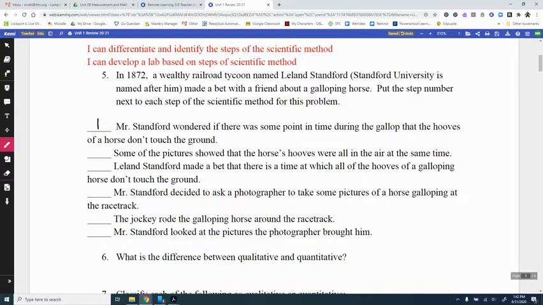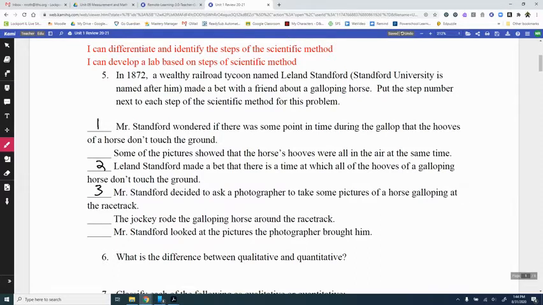Okay, next he made the bet. So that's this one here. Leland Stanford made a bet that there is, blah, blah, blah. You can read. So after he made the bet, he decided to test that out. He would ask a photographer to take some pictures of the galloping horse. So next one is that one. He asked the photographer to take some pictures.